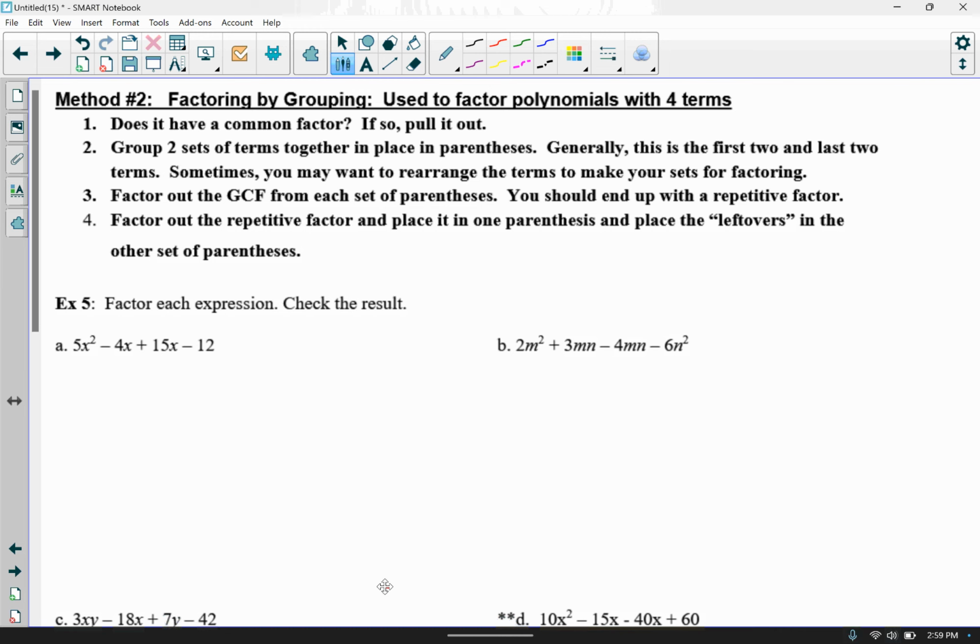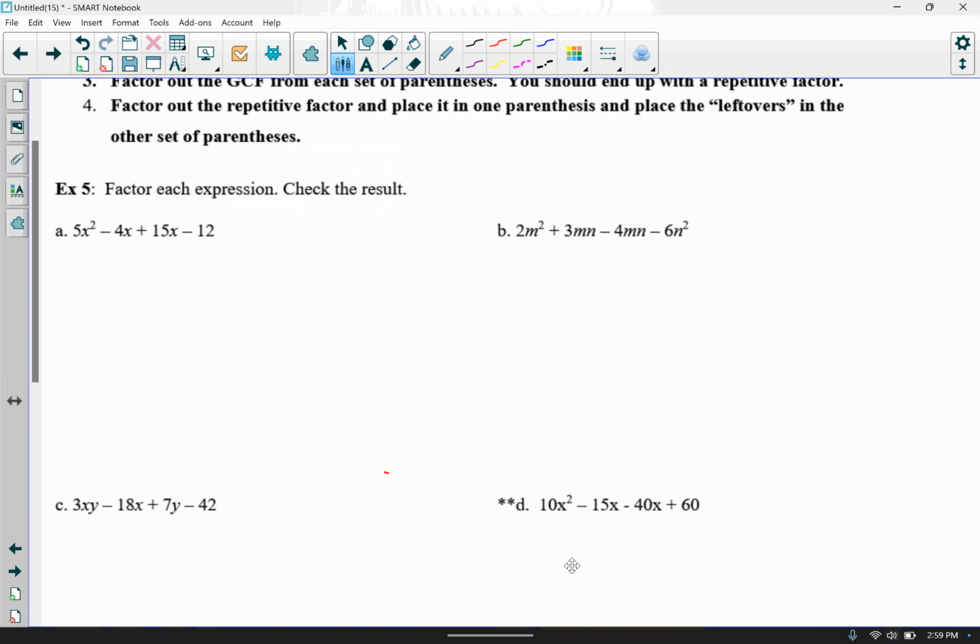All right, I figure it's probably easier for me to demonstrate than talk you through all of those steps. So here, in example 5, I'm going to do the right-hand side here with you, B and D. All right, so if I'm looking at letter B here, I ask myself, does it have a common factor? So number-wise, 2, 3, 4, and 6, they don't all have something in common. So I'm not going to be able to pull out any numbers, and I can't quite pull out letters either because this one has M, M, M, but no M's. And this one has N, N, N, but no N's. So they don't have a common factor.